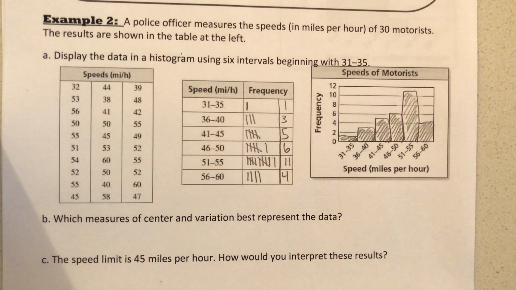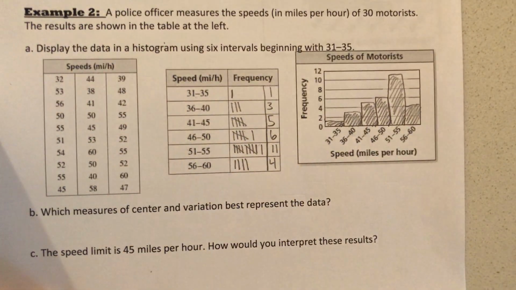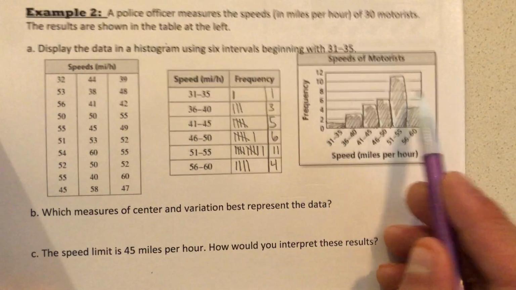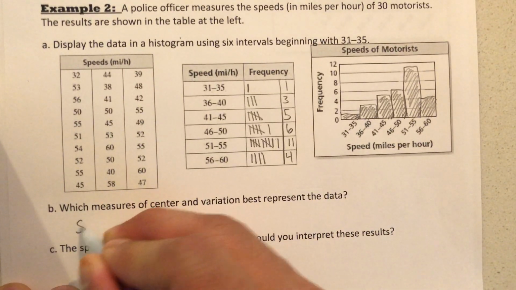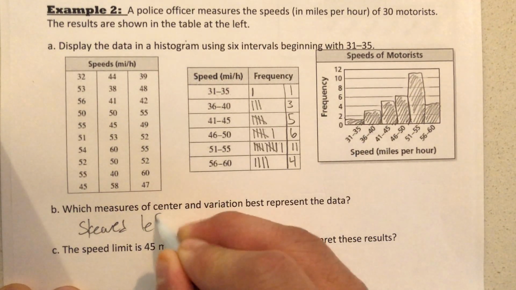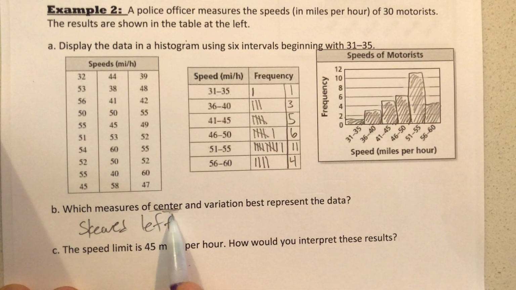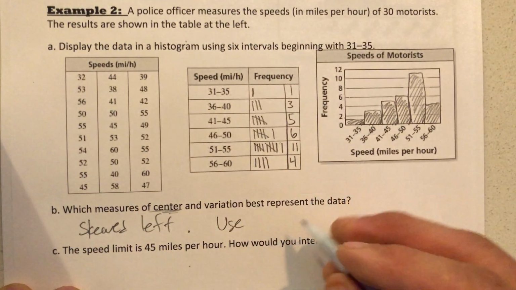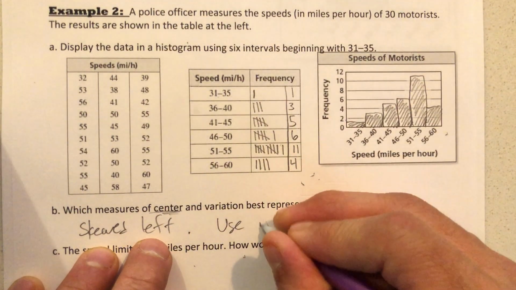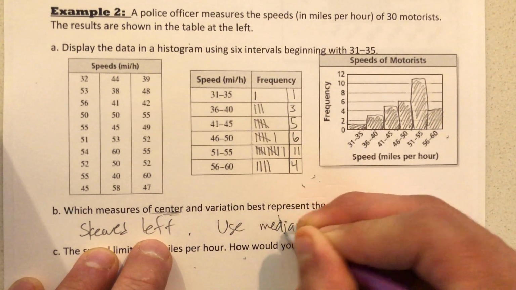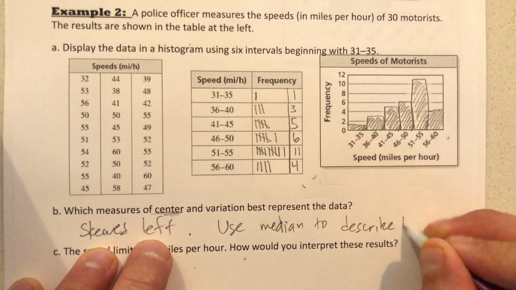All right. So first, let's look at what kind of distribution this is. You can see on this one, it's not symmetric. It's definitely skewed left because we've got most of our values on the right and the tail goes off to the left. So this is, we would say, skewed left. And we said up above, if something is skewed, to talk about the center or the middle, we would use the median to describe the center.